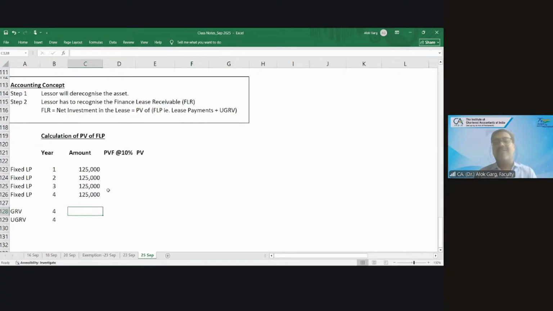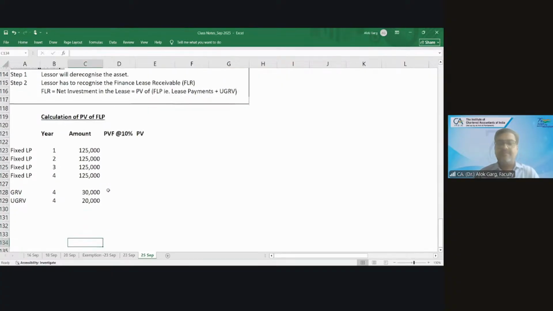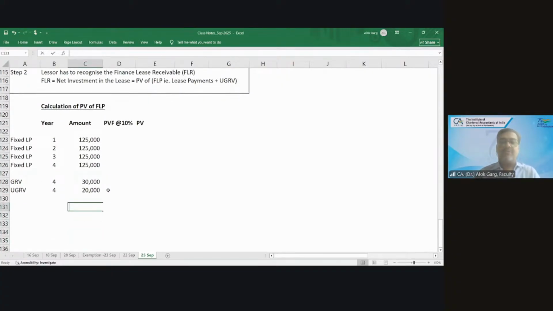What is my guaranteed residual value? 30,000. What is my unguaranteed residual value? 20,000. What is my total residual value? 50,000. Any doubt? Any challenge up to this part? So what is the total payment I'm going to receive? The total payment I'm going to receive from this asset is 5,50,000.